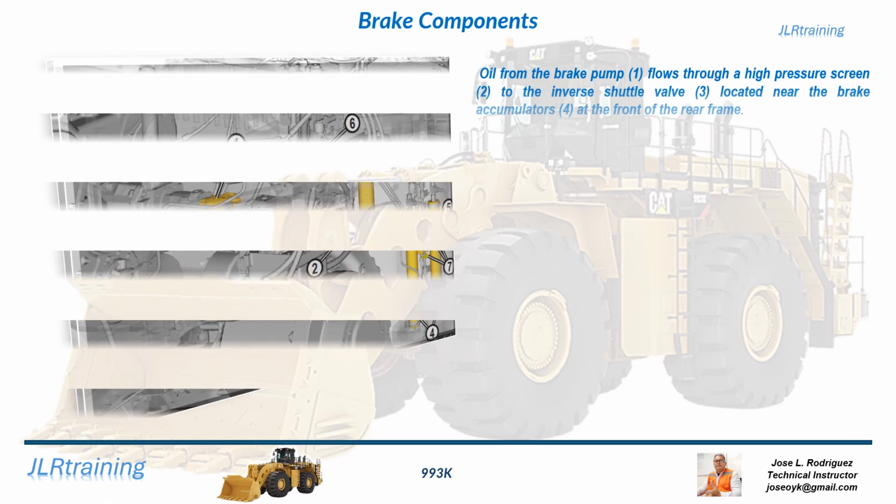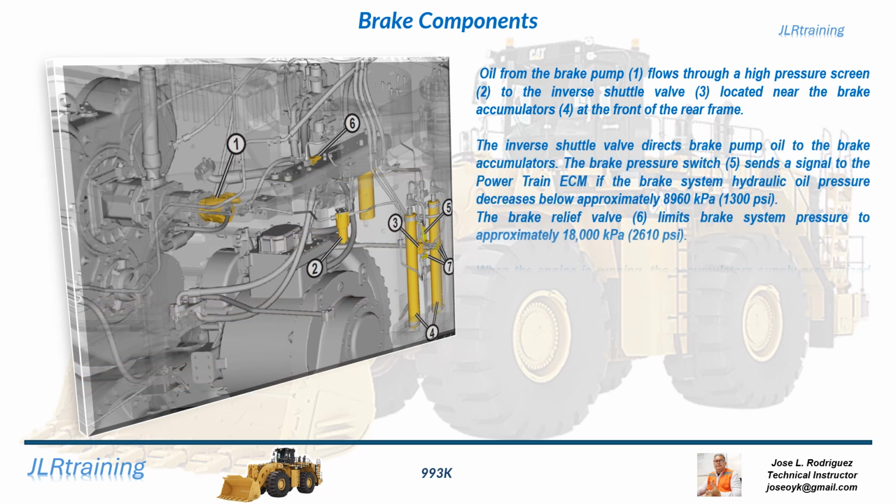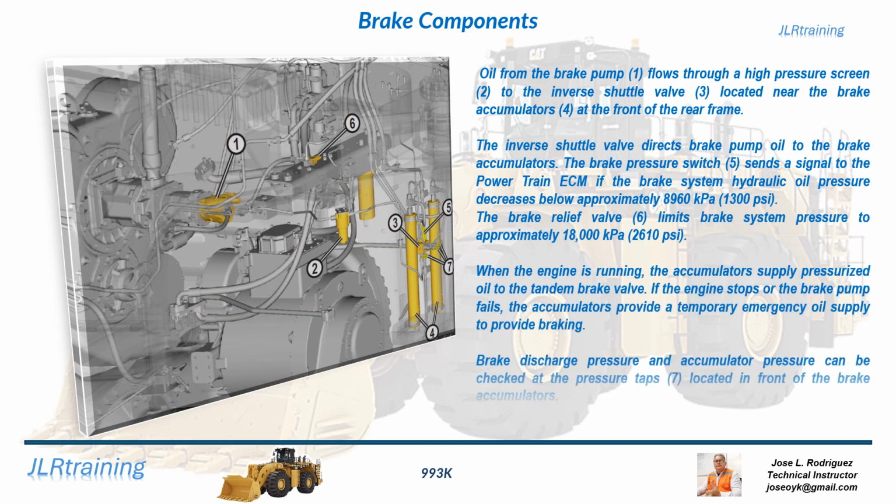Brake components. Oil from the brake pump, 1, flows through a high pressure screen, 2, to the inverse shuttle valve, 3, located near the brake accumulators, 4, at the front of the rear frame. The inverse shuttle valve directs brake pump oil to the brake accumulators.